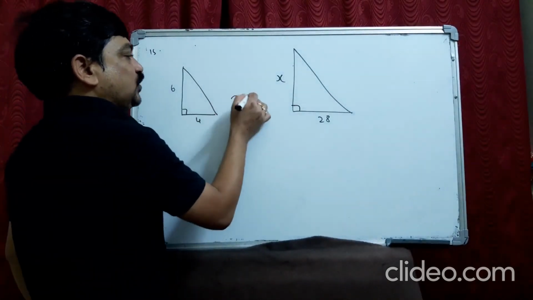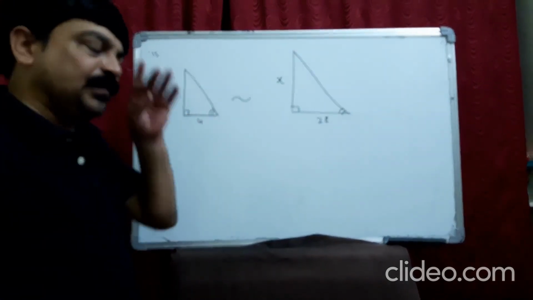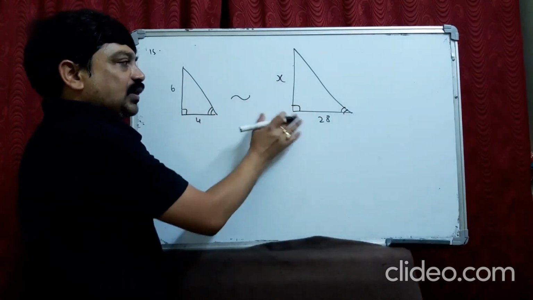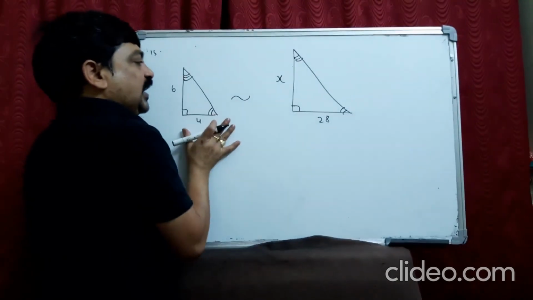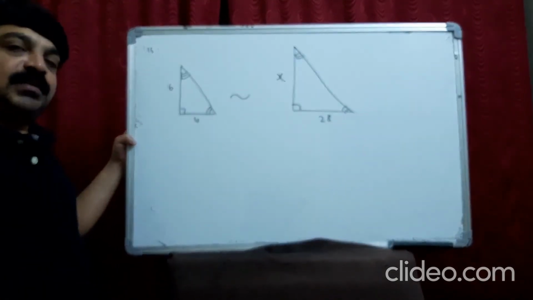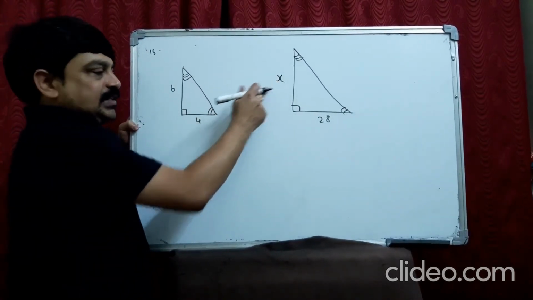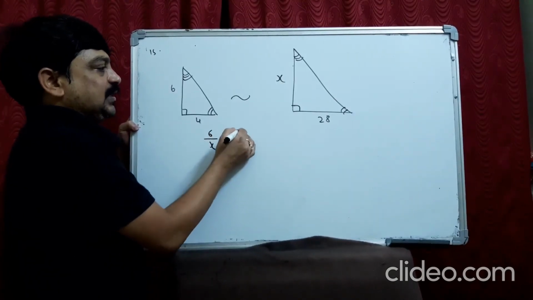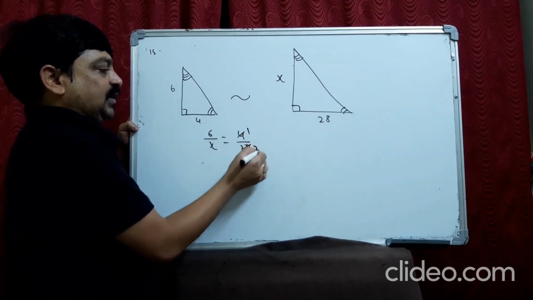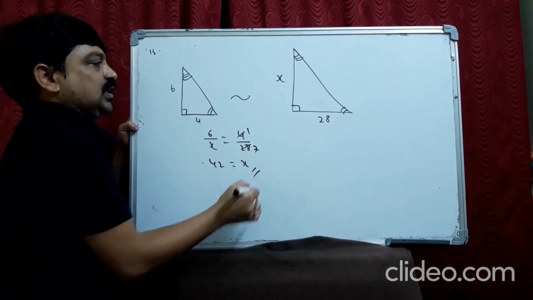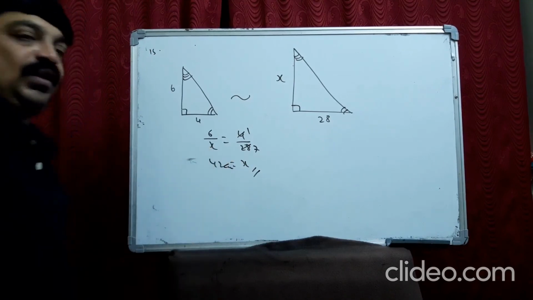So you can say that these two triangles are similar because these two angles are the same, since the sun's angle will be the same. When two corresponding angles are the same, according to the angle sum property, the third angle also will be the same. Therefore, this triangle is similar to this triangle. When two triangles are similar, we can apply the proportionality property. So 6 by x is equal to 4 by 28. You can cancel 4 by 7. Cross multiply, 42 equals x. Therefore, the length of the other pole is 42 centimeters.